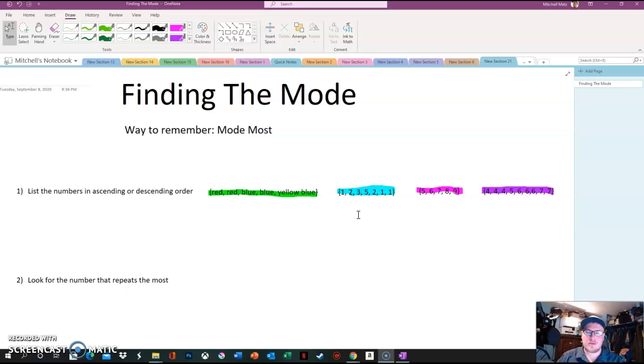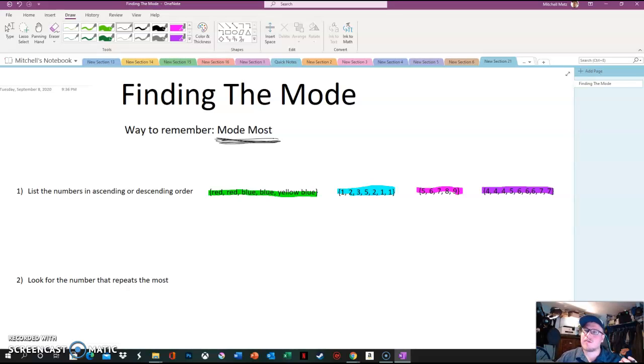In this tutorial I'm going to be showing you how to find the mode, which is our third measure of center. So this is yet another way that we can find the center of our data. A way to remember this is mode most. This is just a little saying that you can tell yourself: mode most, mode most, mode most. Hopefully that gets caught in your head so you remember it. Mode most just means finding the number that repeats the most.